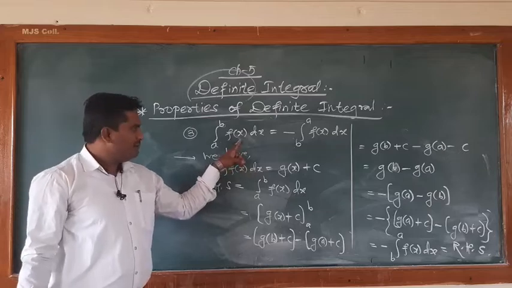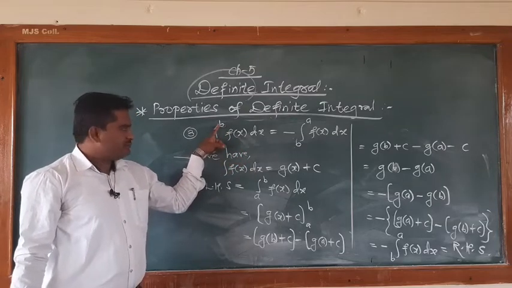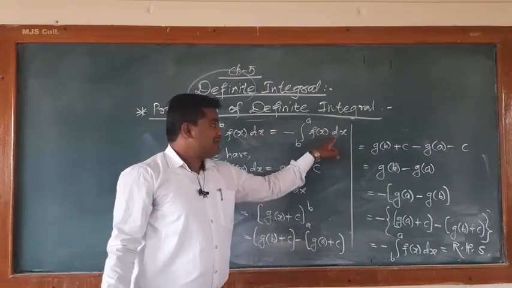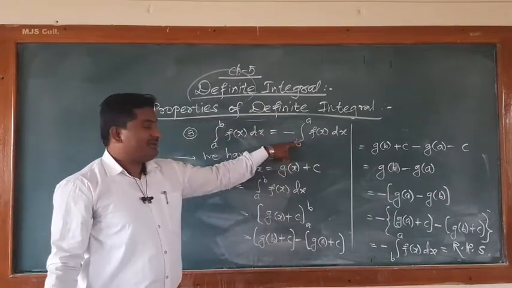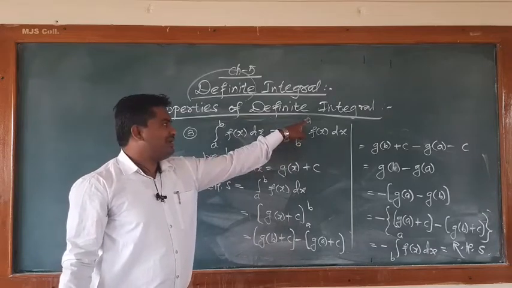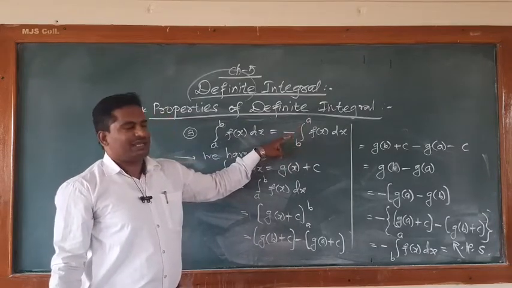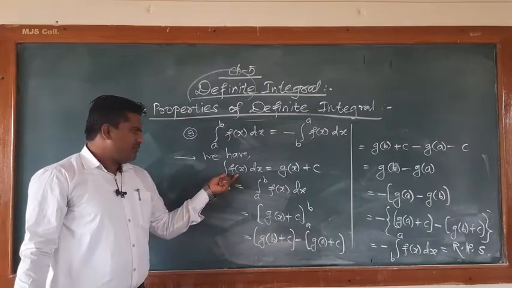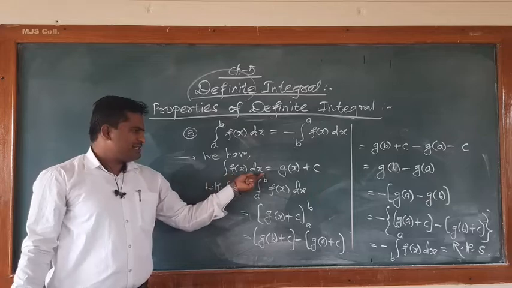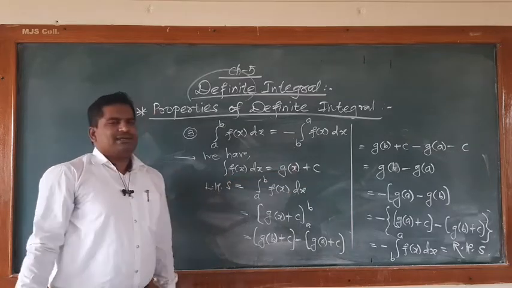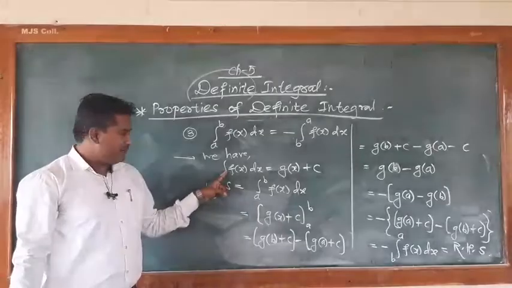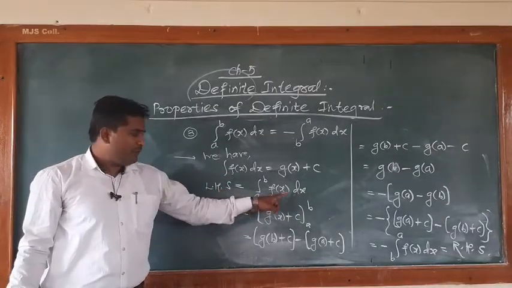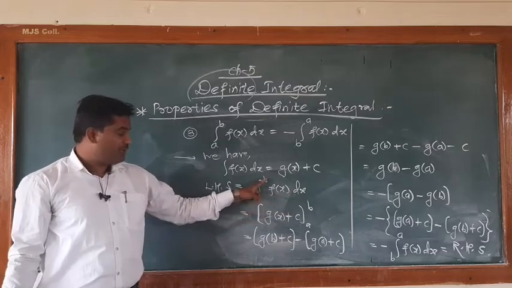We can repeat: a to b f of x with respect to dx. With f of x with respect to dx as a lower limit b to a, there is a negative sign. Why does this appear? We have integration of f of x with respect to dx, g of x plus c. It is the definition of the integral. Then we take LHS, integration of f of x with respect to dx from a to b.